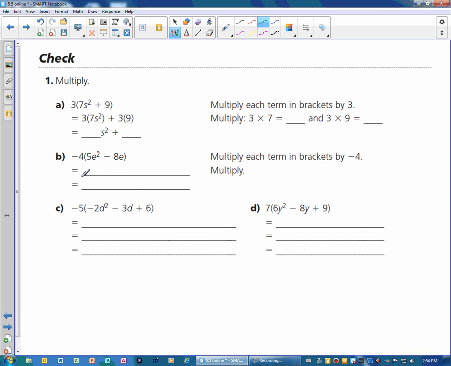All right, so you're back from the check. Please have at least answers to these 4 and be checking them if you got them right. So the first example, we are going to multiply 3 by 7s squared plus 9.